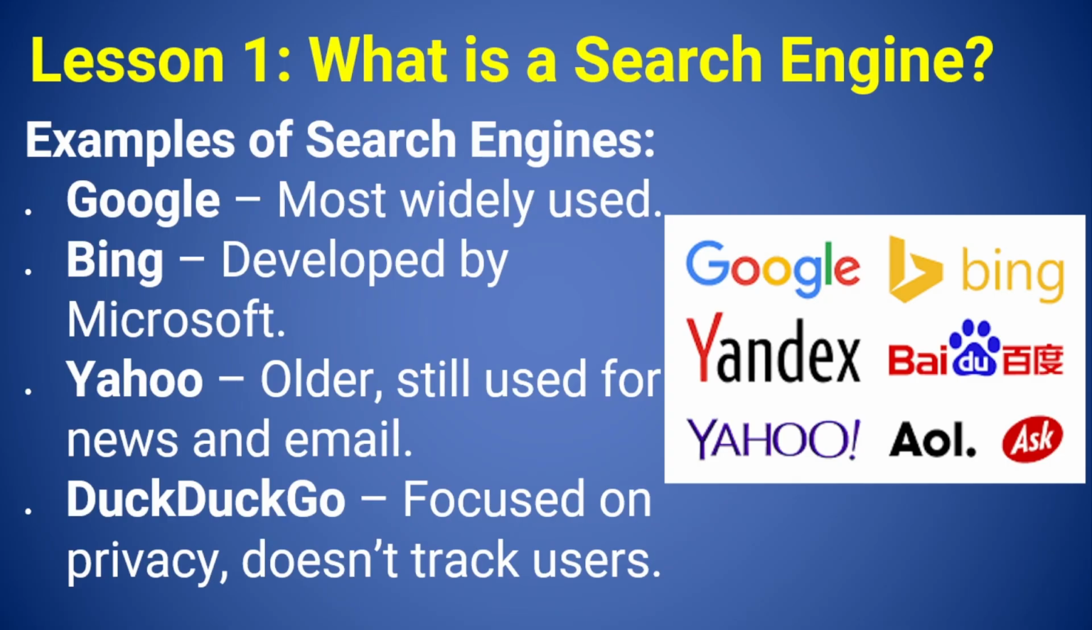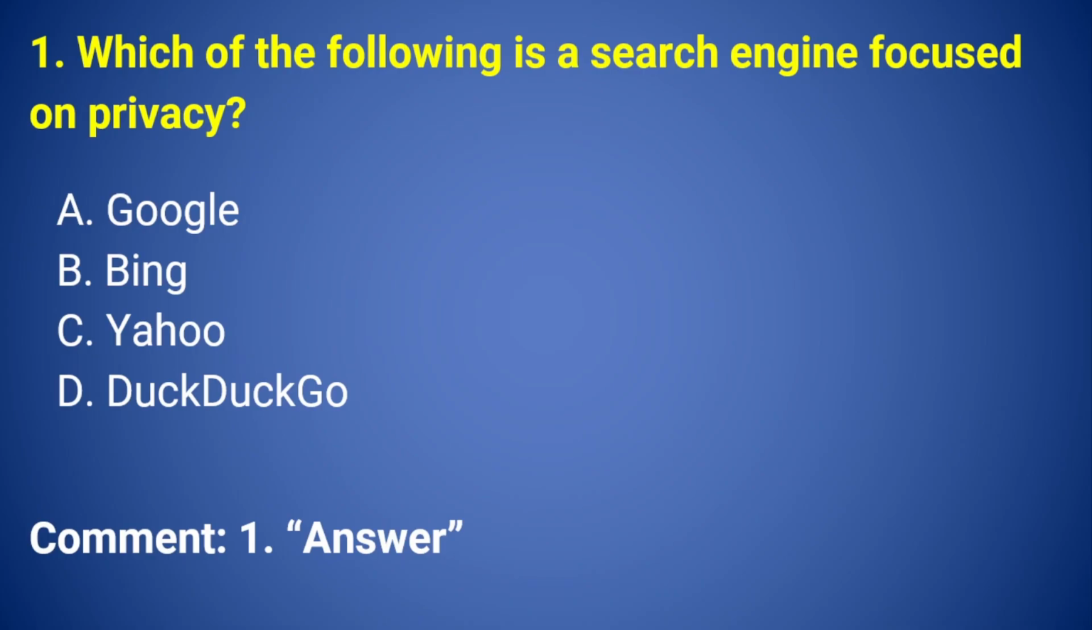Examples of search engines: Google, the most widely used. That is actually Google. All right. And you have Bing, developed by the Microsoft company. You have Yahoo, older, still used for news and email. Then you have DuckDuckGo, focused on privacy and doesn't track users. That is DuckDuckGo, right? I actually know Google and Bing. Those search engines are many, right? You can't use all. So, here's a question for you. You can actually answer.